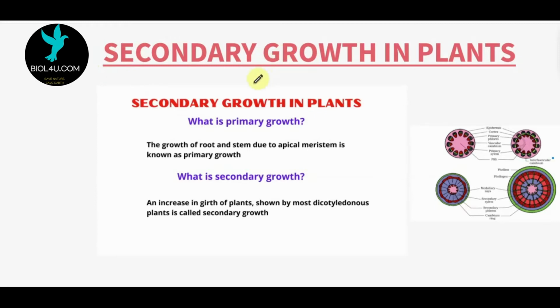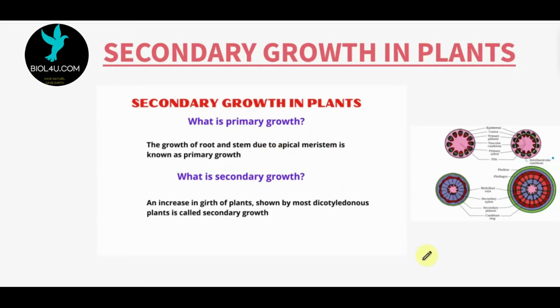So what is actually secondary growth in plants? Before studying secondary growth, let us examine what primary growth is. Primary growth means the growth of root and stem due to apical meristem. That is known as primary growth.